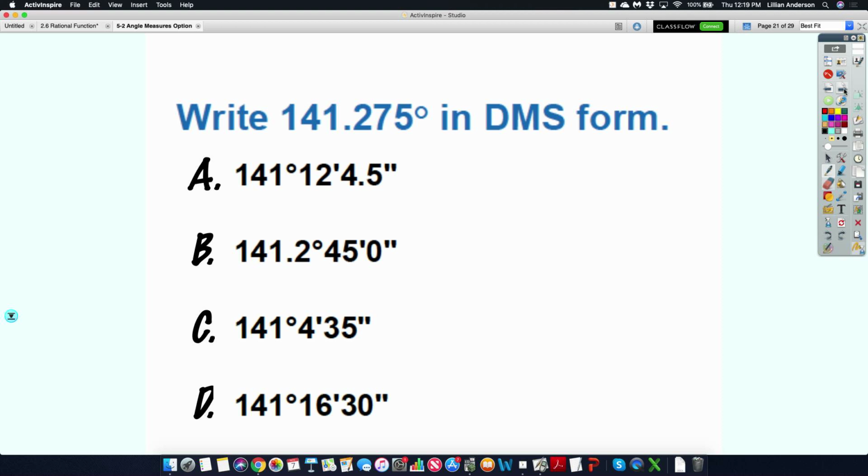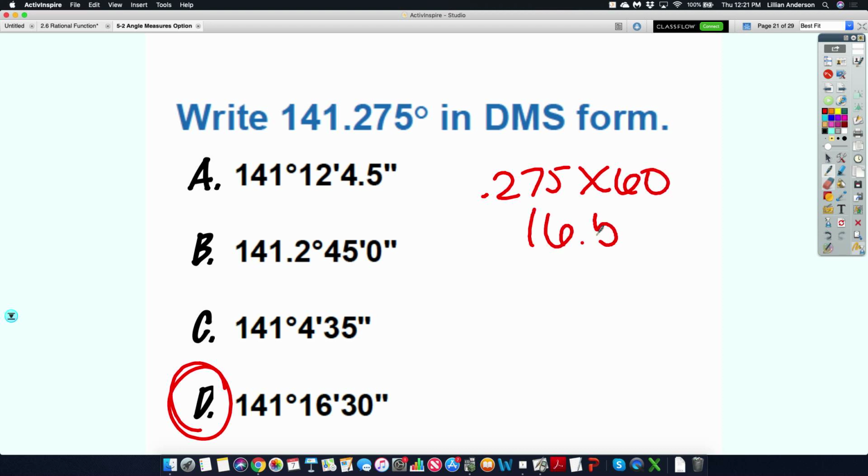Do this one on your desk. What did you get? It is D. Hopefully you took that 0.275 and multiplied by 60 to get 16.5. That was your minutes, and then you took 0.5, multiplied that by 60, and got 30, which was your seconds.